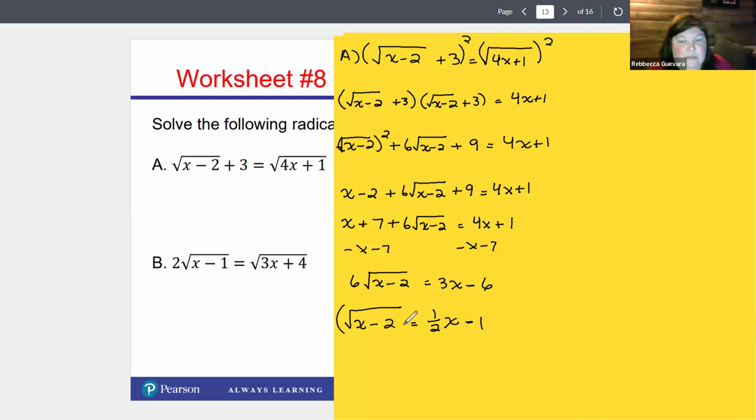So then we square again. So I have x minus 2 is going to be equal to 1/4 x squared minus x plus 1 after we expand this side.